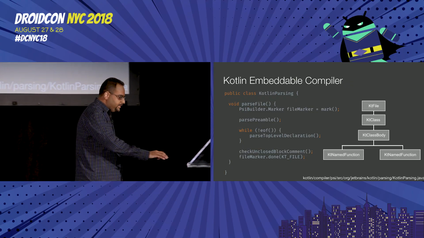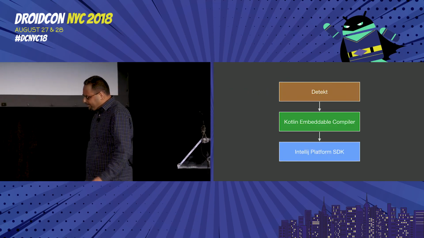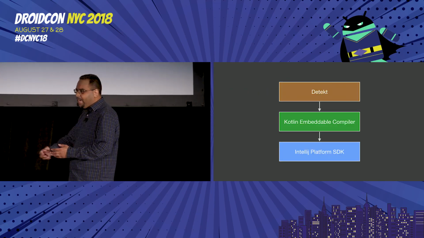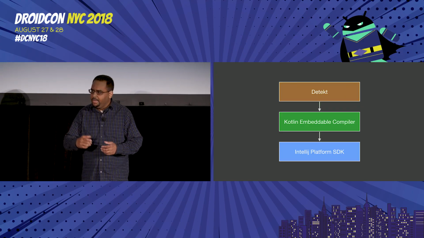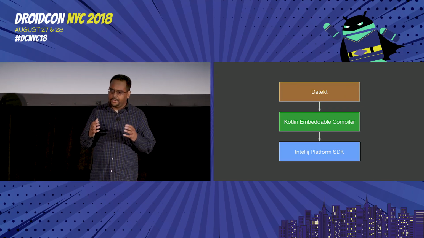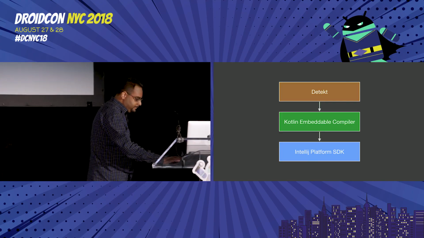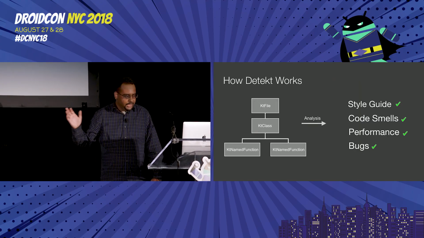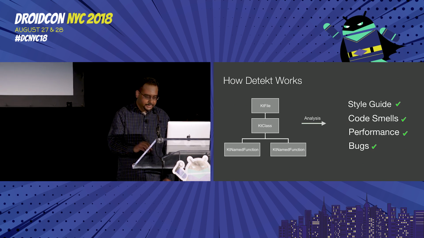So Detekt depends on the Kotlin compiler. It says to the Kotlin compiler, here's the Kotlin source file, give me a tree, and then I'm going to analyze it to figure out if there are any code smells, right? So this is what I said. This is how Detekt works. It analyzes that source, that tree, for these things.